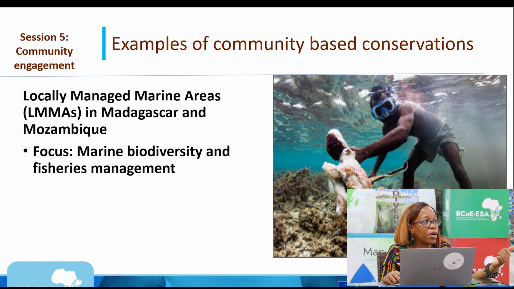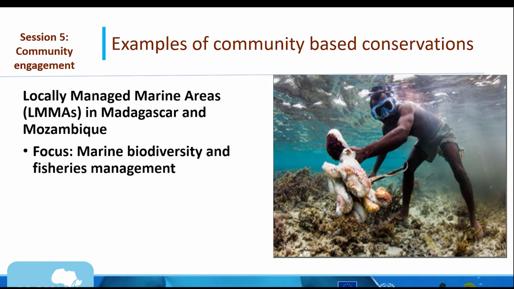Then we have the locally managed marine areas in Madagascar and Mozambique. This is an example. They focus on marine biodiversity and fisheries management. So when you involve the community in that, while they are benefiting from the fisheries, at the same time they are helping in conserving as opposed to exploiting these areas.